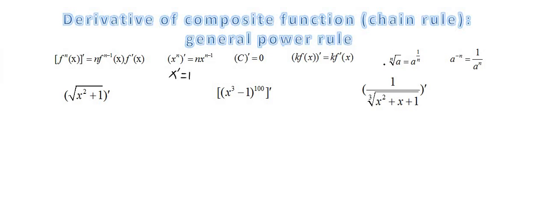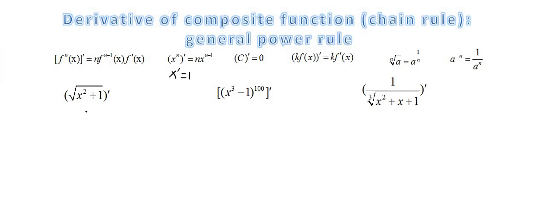The last two formulas are for the exponent. The nth root of a equals a to the power 1 over n. A to the power negative n equals 1 over a to the power n. Okay. Now let's take a look.